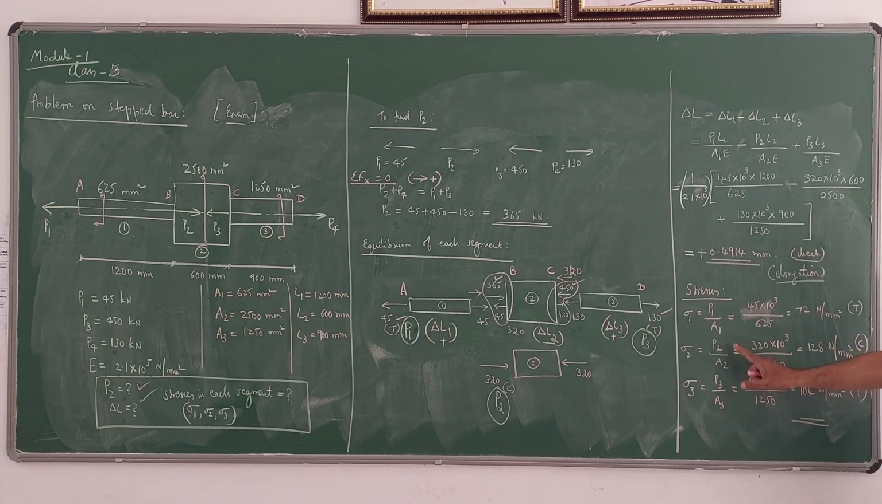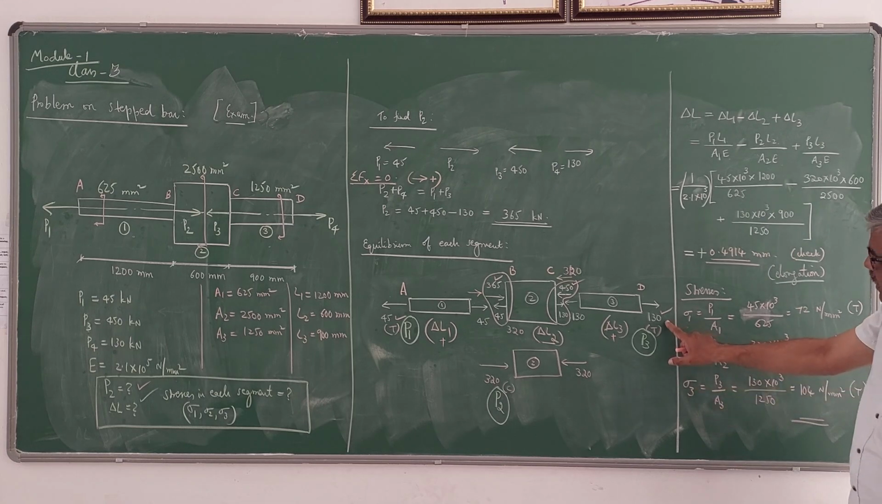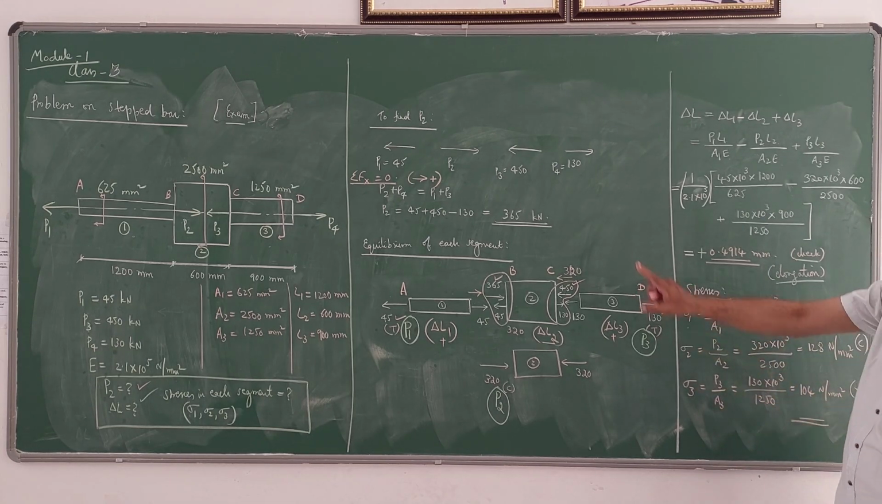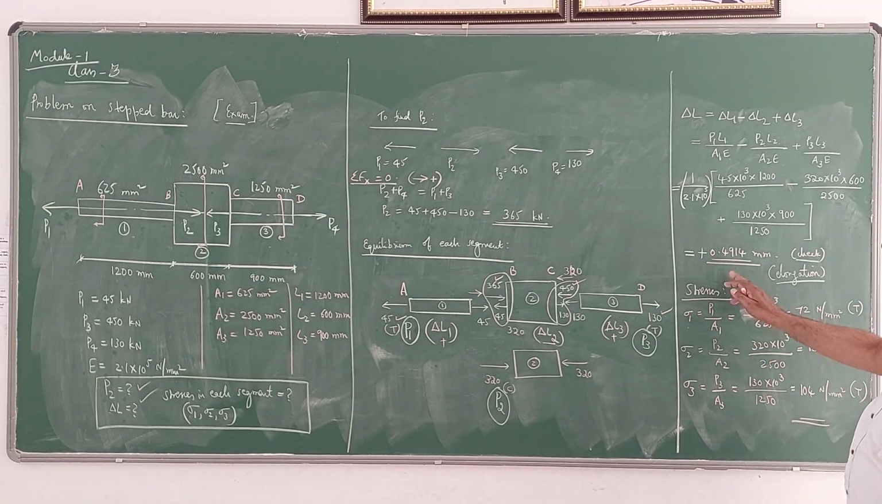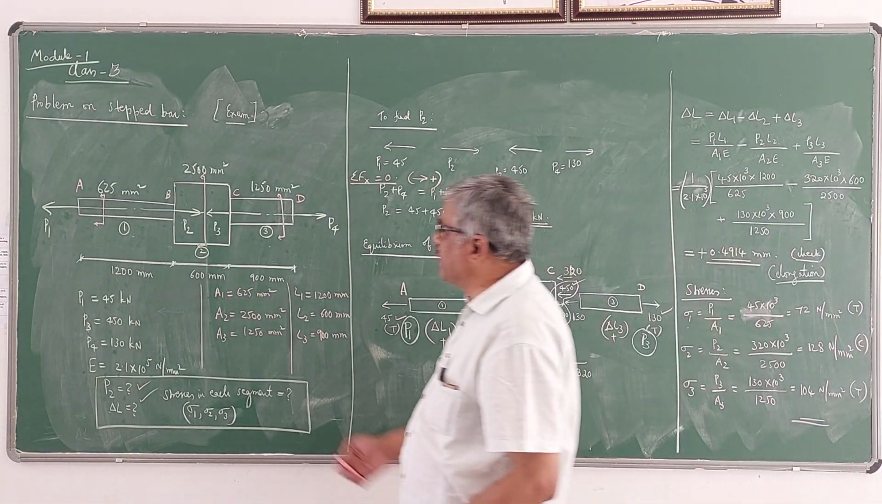Second one is compressive stress. For P2 we take 320 into 10 power 3 divided by the corresponding area of that segment, which is 2500. You will get 128 Newton per mm square, compressive stress. C stands for compressive stress. Sigma 3 once again is 130 into 10 power 3 divided by 1250. You will get 104 Newton per mm square, tensile. So tensile, compressive, tensile, but the net effect is elongation. So the entire stepped bar will elongate.